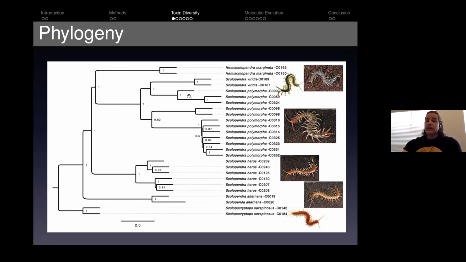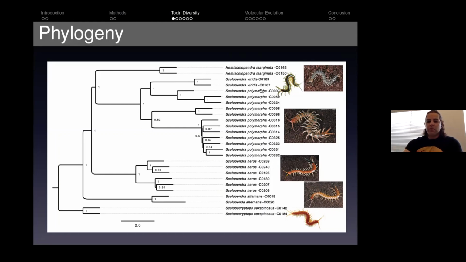And so this is a pretty good representation of what we currently have, but there's a lot more work that needs to be put into this area. So for the rest of my talk, I separated these groups out into what I'll talk about later with their venom. So I have the venom from Hemiscolopendra marginata that I'll talk about. And then Scolopendra viridis, we can see, is clustered pretty close with Scolopendra polymorpha.